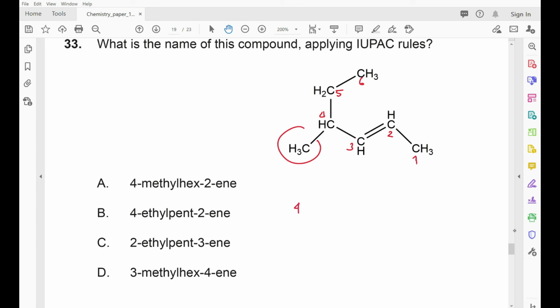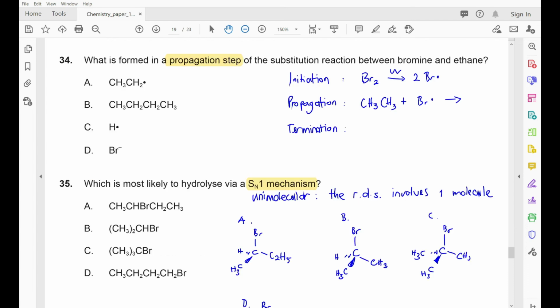So we write 4-methyl. And the main chain consists of 6 carbons, that's hex, and it's a double bond on carbon 2 and 3. So hex-2-ene. Remember, we choose the smallest number. Answer is A. Question 34.